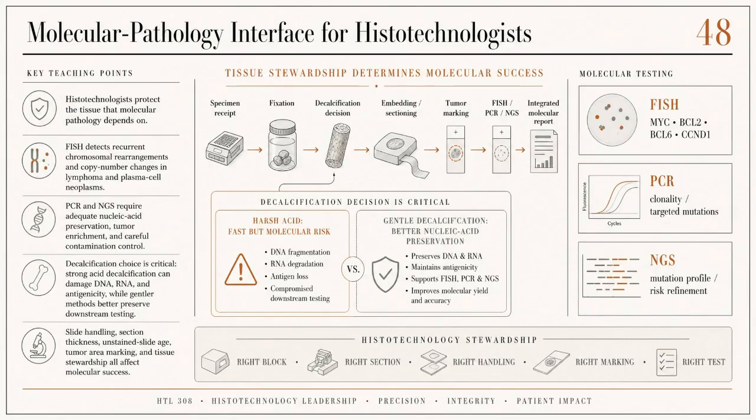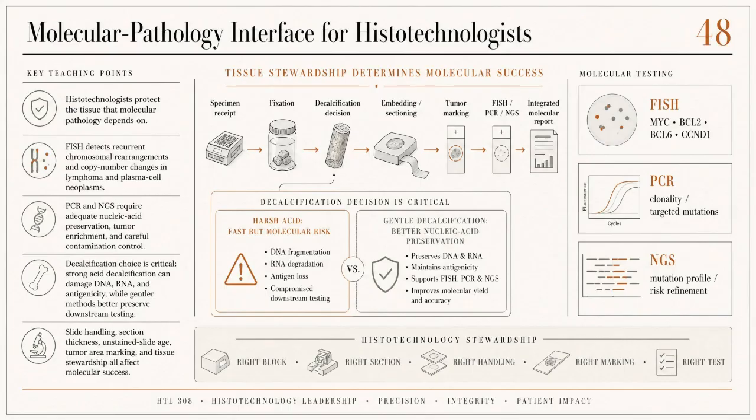Molecular pathology techniques such as fluorescence in situ hybridization, FISH, polymerase chain reaction, PCR, and next-generation sequencing, NGS, have revolutionized the diagnostic landscape by enabling detection of chromosomal abnormalities, gene rearrangements, and mutations at a level of precision unattainable by morphology or immunohistochemistry alone. For example, FISH is routinely employed to identify hallmark translocations like t(11;14) in mantle cell lymphoma or deletions of 17p in chronic lymphocytic leukemia, alterations that carry significant prognostic and therapeutic implications.